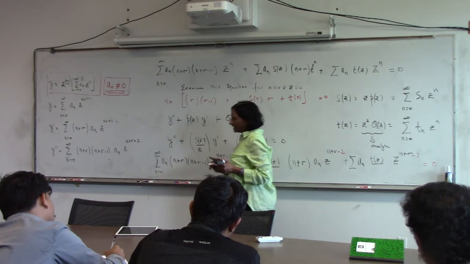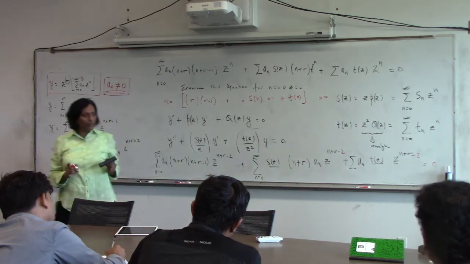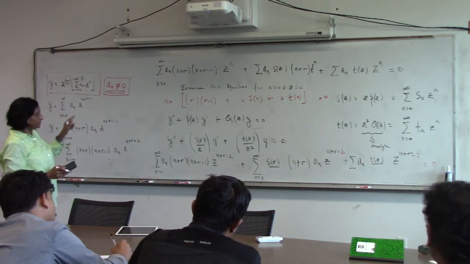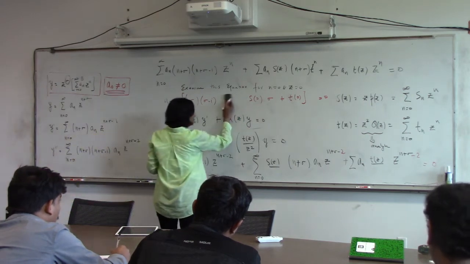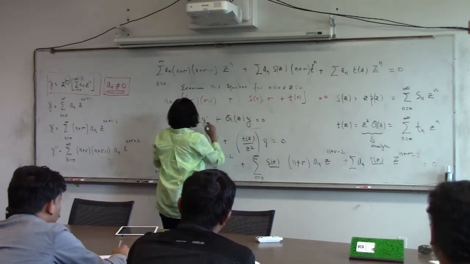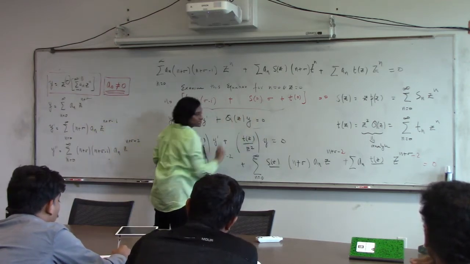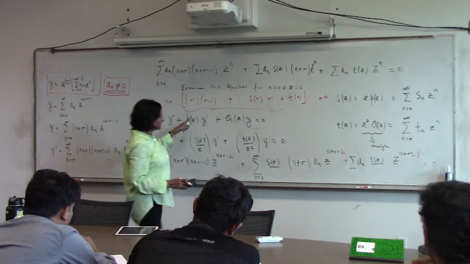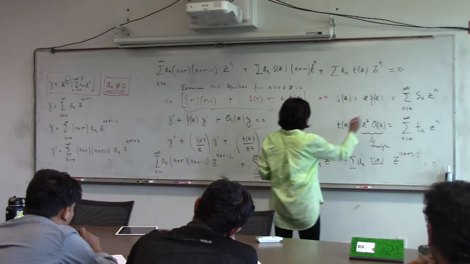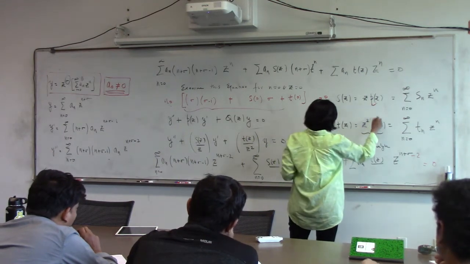I get an algebraic equation in sigma. Okay, so the simple algebraic equation in sigma, second order, which I can solve. If A0 is not 0, then it is this quantity which has to be 0. We know how to calculate S of Z and T of Z because if you know the differential equation, you know P of Z and Q of Z.